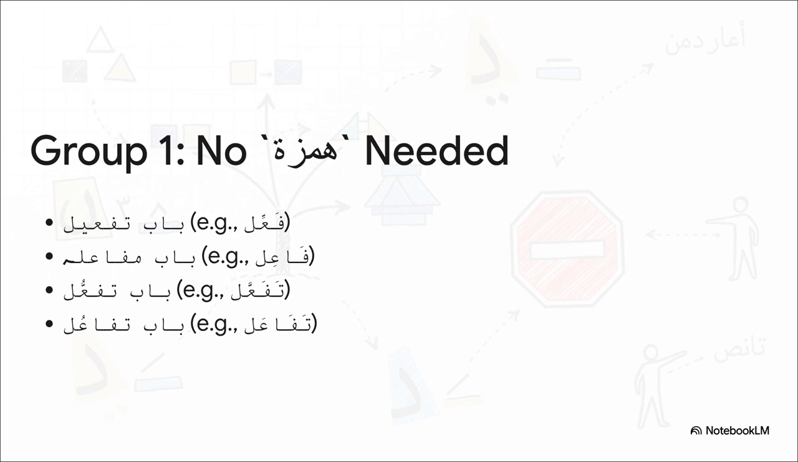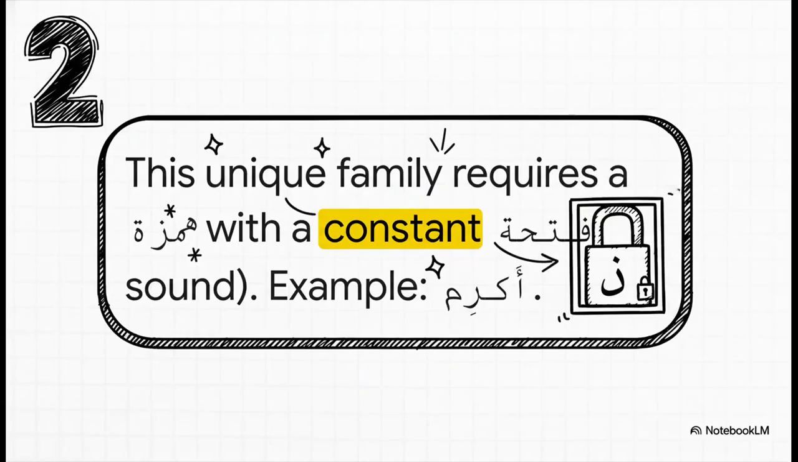It couldn't be easier. Next, we've got group 2, which is really just one special case, the family Bab If'al. This one's a bit of an exception. It does need a hamza, but here's the thing, that hamza is actually part of the verb pattern itself. And it always, and I mean always, takes a fatha, that A sound. It's totally fixed, no guesswork.